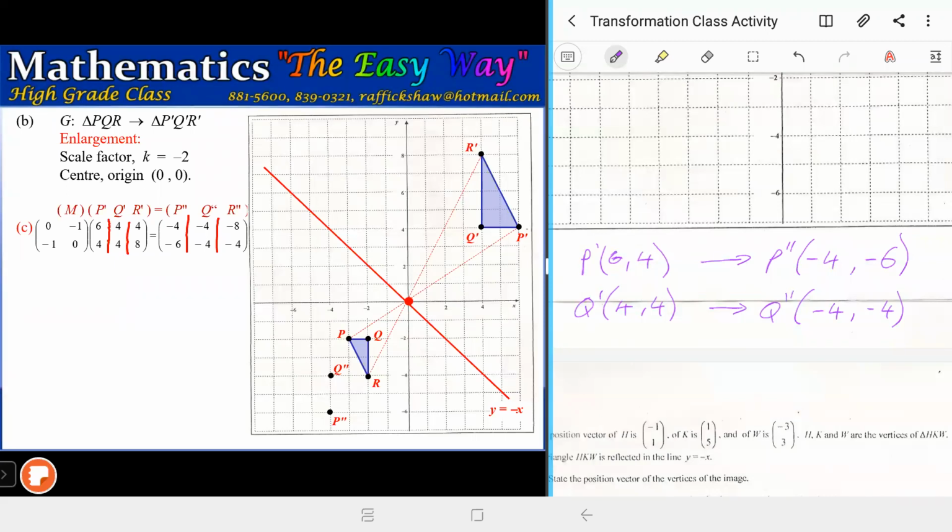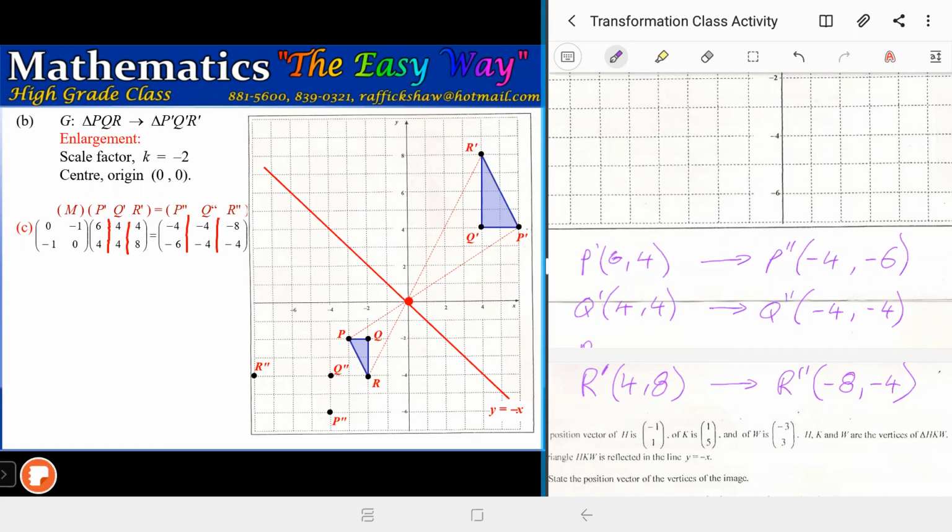And then the point R prime, the next one. R prime, which is 4, 8, under the reflection in the line y equals minus x, is going to go to R double prime, where the values switch around, which is minus 8, minus 4. So if you put them at the correct place, bam. See R prime going down to minus 8, minus 4, in the reflecting line y equals minus x.